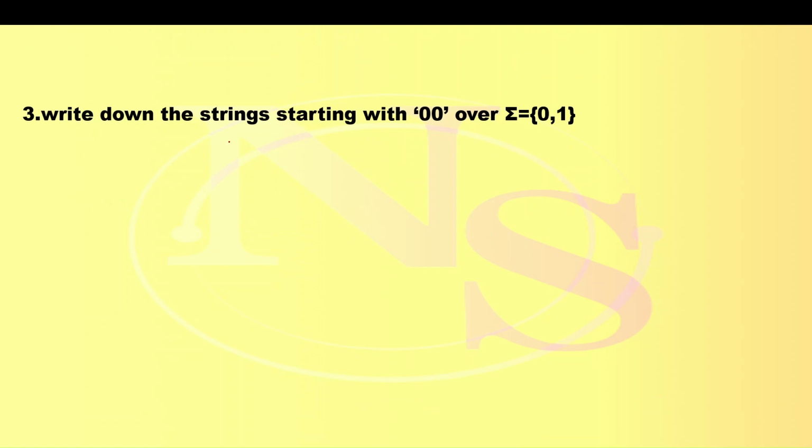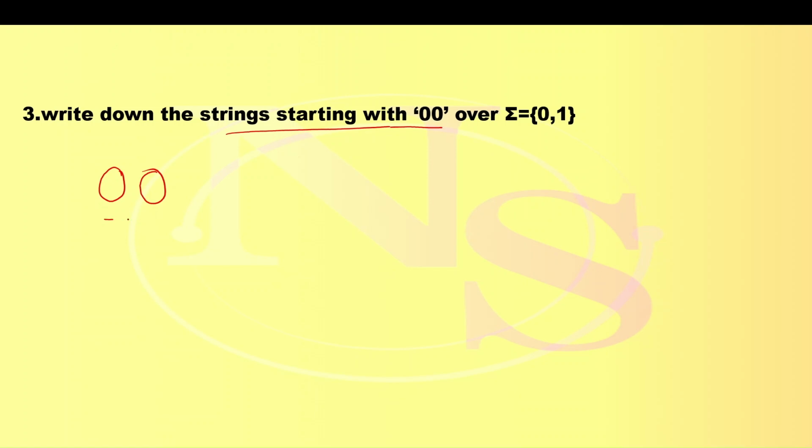Write down the strings starting with 00. As usual, identify the condition and understand it. We need to write down all the strings starting with 00. The first step is to write down the minimum length string first. What is the minimum length string here? It's 00, because other than this, there will not be any string of minimum length satisfying the condition of starting with 00.